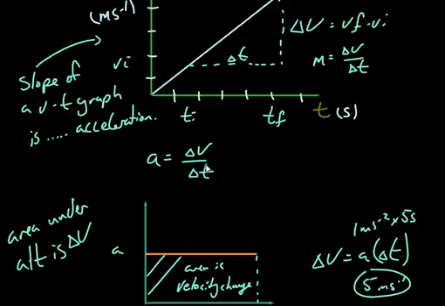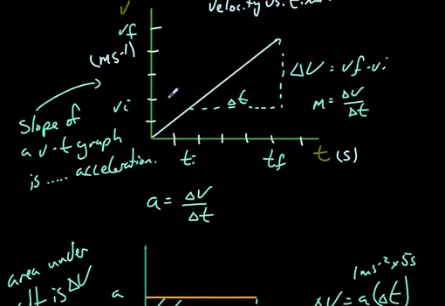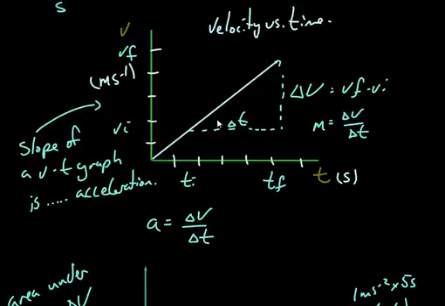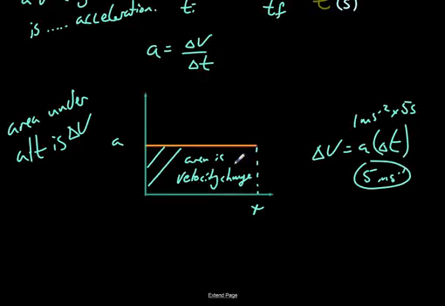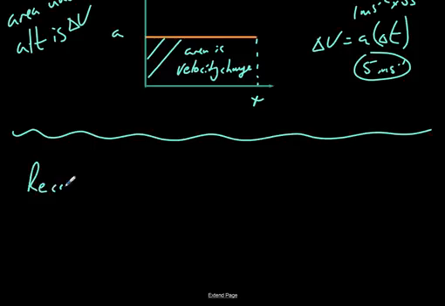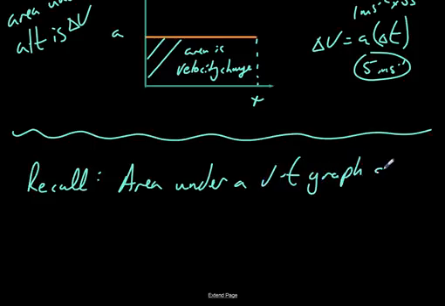Now, what did we also say about the velocity time graph? We said that the area under a velocity time graph gives us what? Earlier on, what did we say? Good. Recall: area under a VT graph gives displacement.